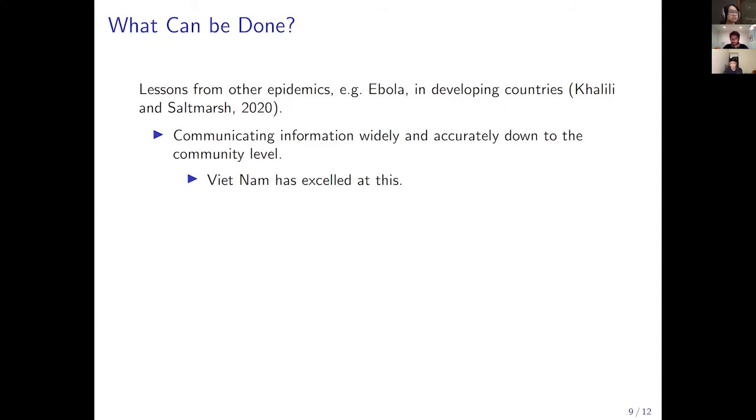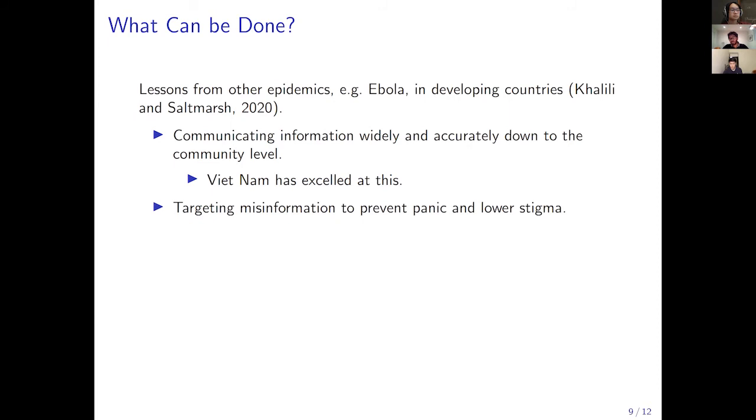Essentially I'll take their recommendations and discuss them here. One of the things they really emphasized was the importance of communication all the way down to the community level. And Vietnam is an example of a country that has done this really well. Compared to other developing countries, Vietnam has been much more aggressive in acting early and in an organized manner, communicating to the population how serious the virus is and what they need to do in order to stop the spread. So this type of information provision is essential.